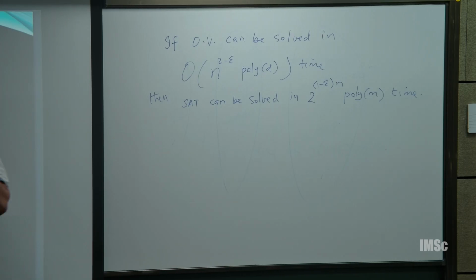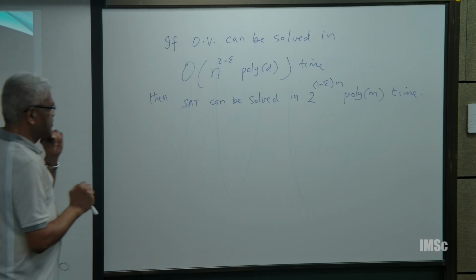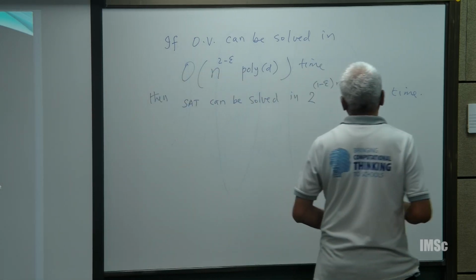This is sort of like we said, if clique can be solved in polynomial time, then max independent set or minimum vertex cover can be solved in polynomial time. That is the kind of thing we said. The only thing here is that the time is slightly different in both of these. This is what I am going to show.